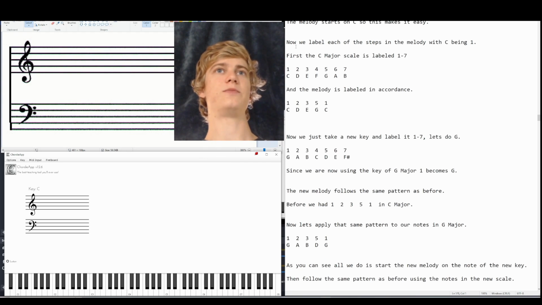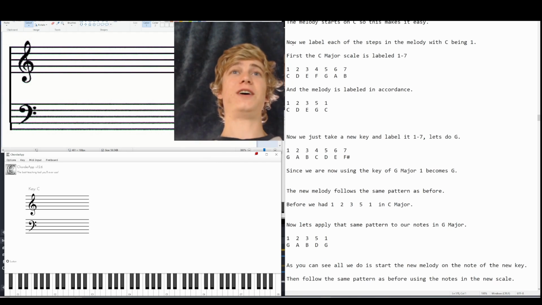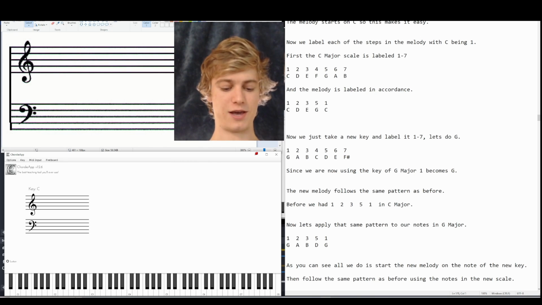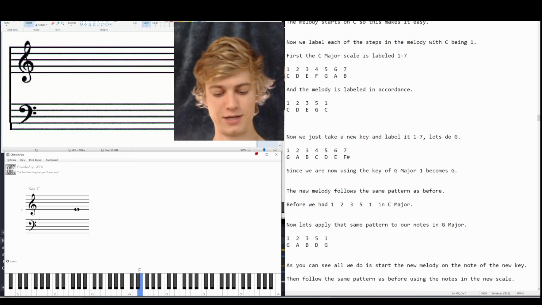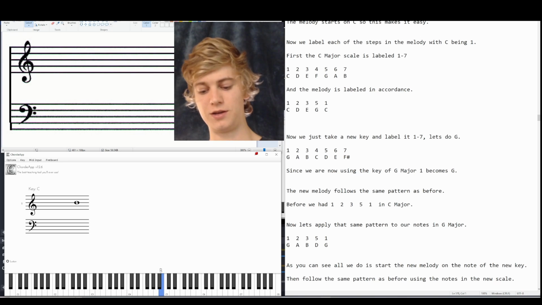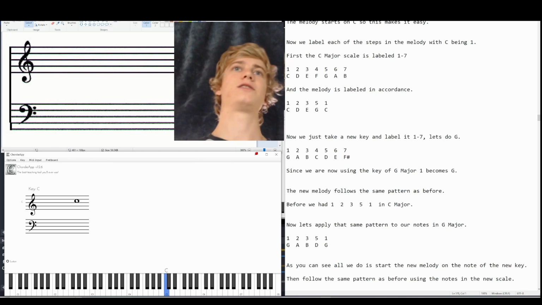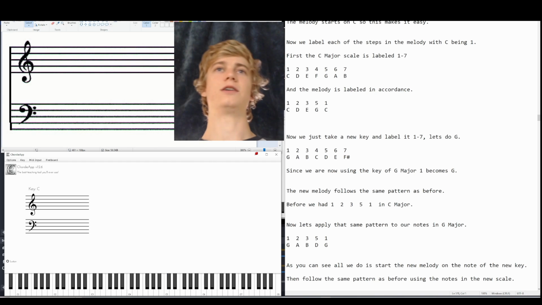So next we got to label some things. Now we label each of the steps in the melody with C being 1. First, the C major scale is labeled 1 through 7. So first we're going to get our scale that we're in, C major, and we're going to label it 1 through 7. So as you can see, our C major scale has the notes C, D, E, F, G, A, and B. And then again, if you just keep going, it goes right to C again. So that's why we have 1 through 7, because those are the notes that make up the scale of C major, and we're going to label them 1 through 7.